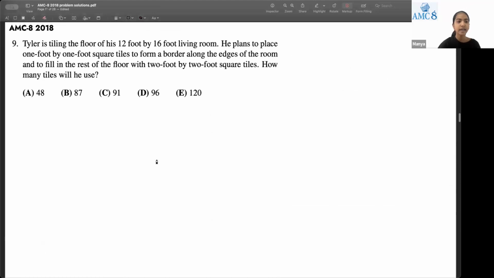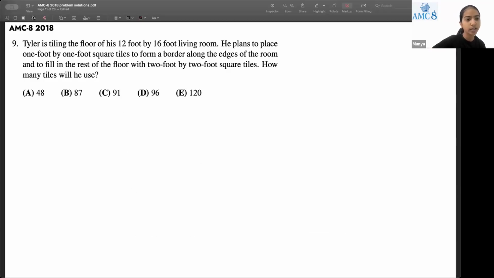Problem number 9. Tyler is tiling the floor of his 12-foot by 16-foot living room. He plans to place 1-foot by 1-foot square tiles for a border along the edges of the room, and to fill the rest of the floor with 2-foot by 2-foot square tiles. How many tiles will he use?